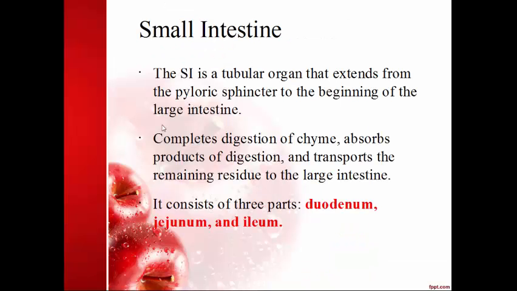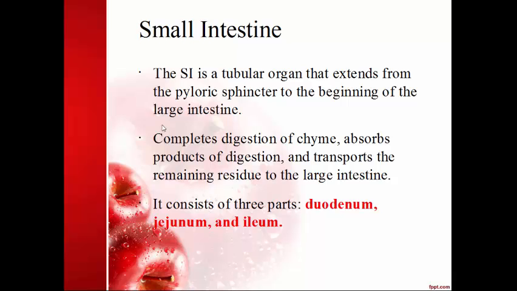Alright, next we'll talk about the small intestine. The small intestine is a long tubular organ that goes all the way from the pyloric sphincter of the stomach all the way down to the first part of the large intestine. Now the small intestine will complete the digestion of chyme, the absorption of products, and transport what's left over to the large intestine. This is probably the most important part of the whole digestive system. This is where materials get absorbed by the body.